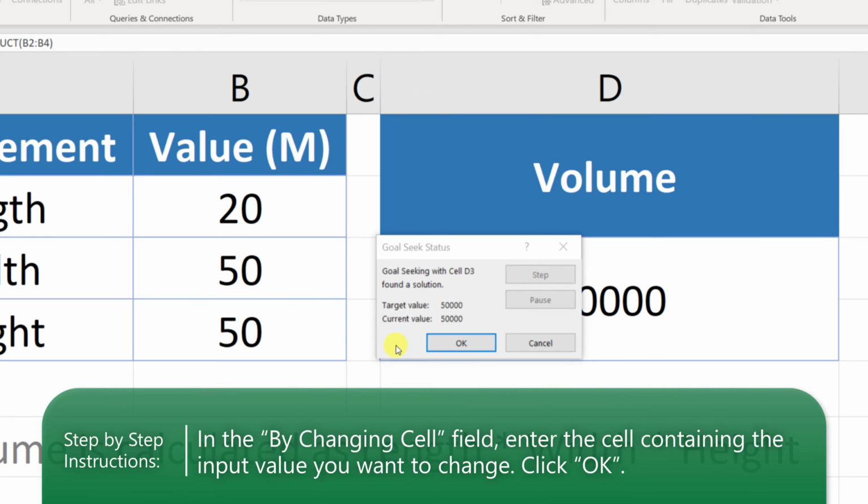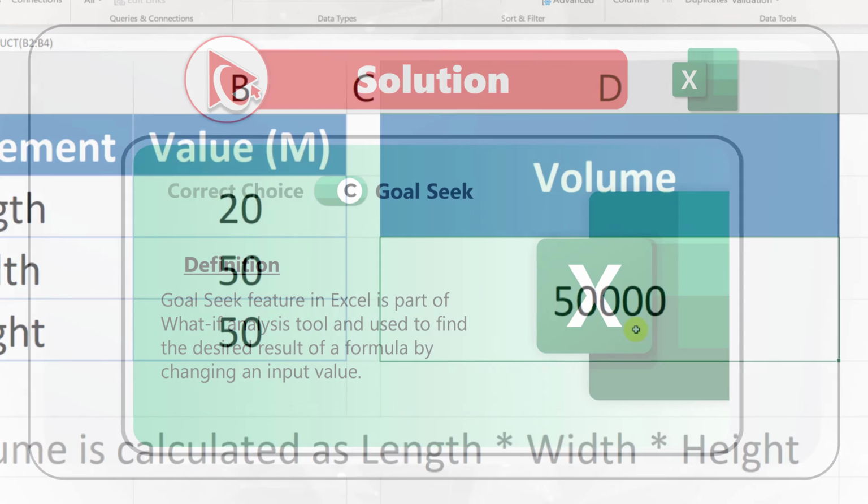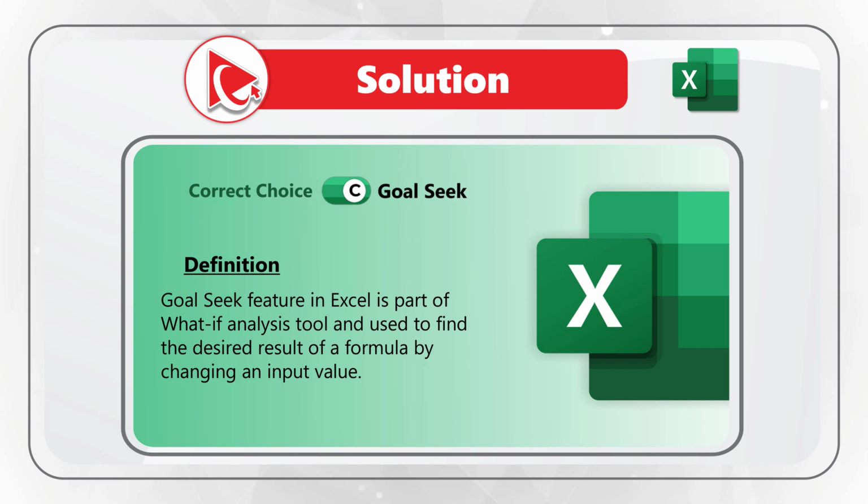When we click OK, we are presented with the Goal Seek status dialog box, and here we just click OK, and you see that the volume was recalculated and the target height is 50. So the correct answer to the original question is choice C, Goal Seek. Do you know any other Excel features that can help Jeremy in his goal? Please make sure to share in comments.